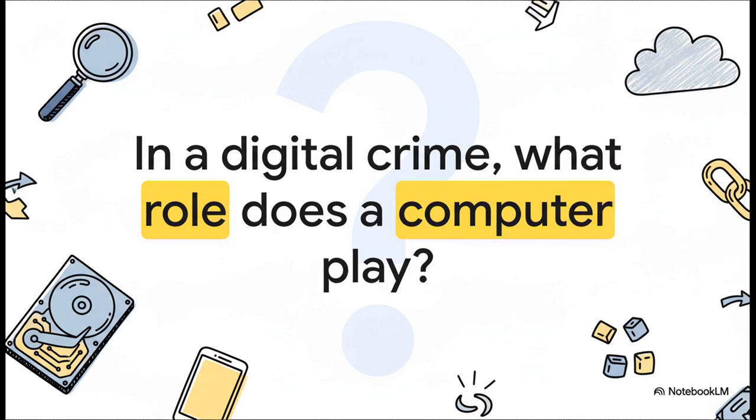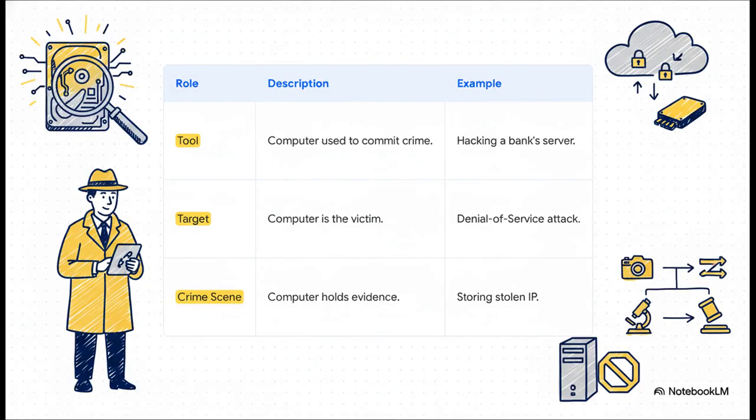So, to really get how these investigators do their job, we first have to ask a pretty basic question. When a digital crime happens, what part is the computer actually playing? Turns out, there are three main possibilities. So, you can think of a computer's role in a crime in three different ways. First, it can be the tool, the actual weapon used to commit the crime, like using a laptop to hack into a bank. Second, it can be the target, the victim of the crime. Think of a denial of service attack that floods a server and shuts it down. And finally, a computer can just be the crime scene itself, a digital file cabinet holding the evidence, like a hard drive with stolen company secrets on it.